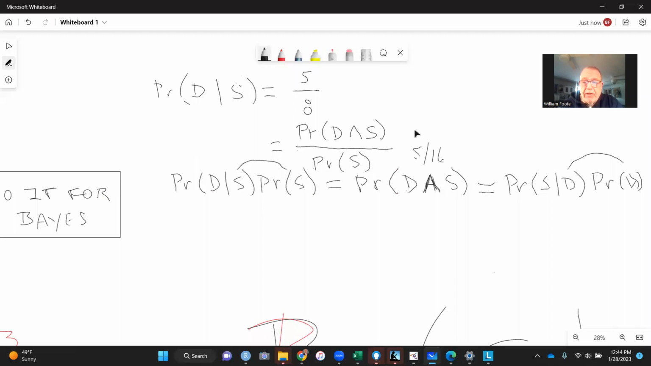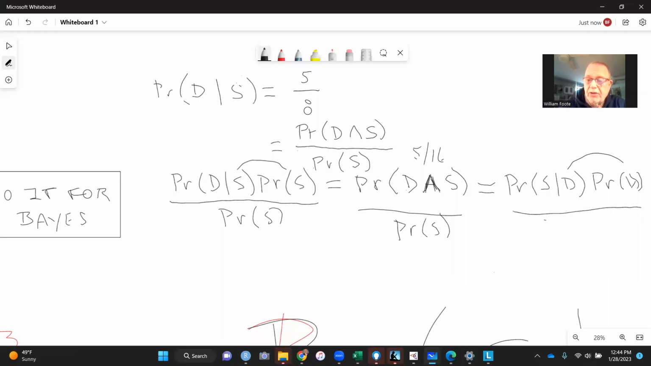Okay. Now, if this is true, and we divide both sides by P of S, the probability of seeing the data, it means we got to divide it all the way straight through. We now have Bayes' rule. Bayes' rule says, let's do that first.